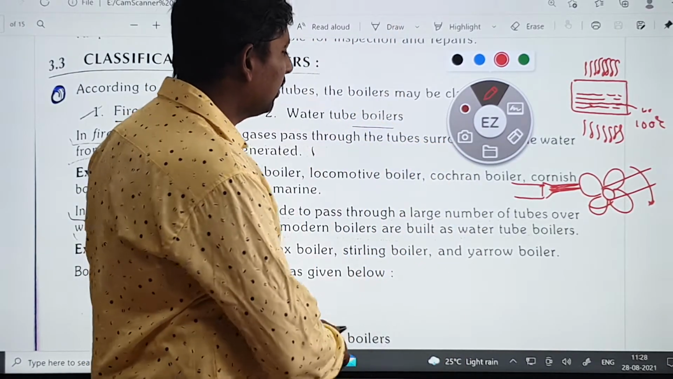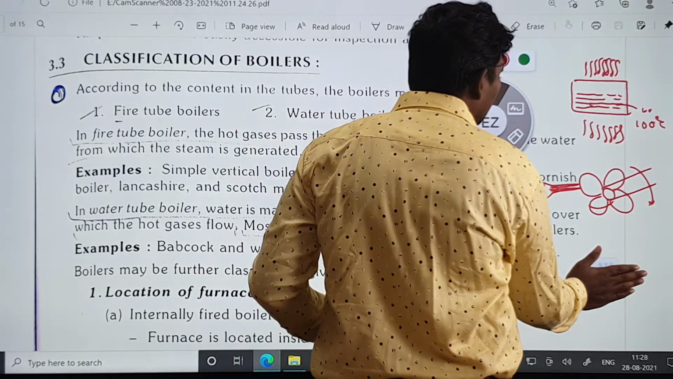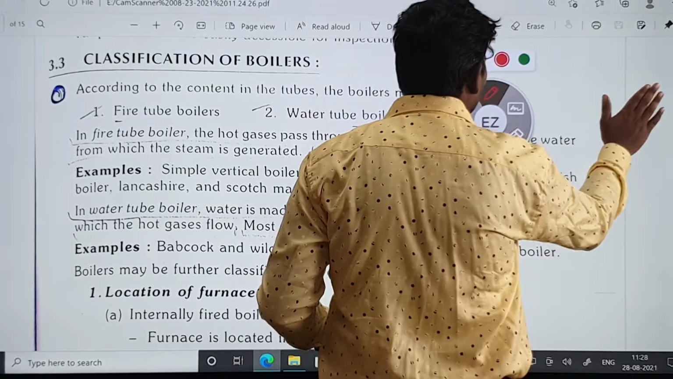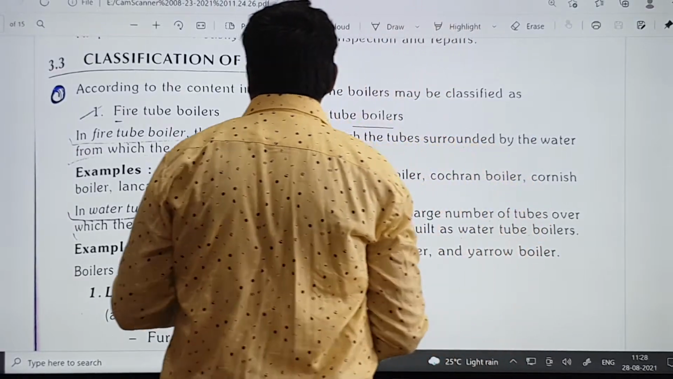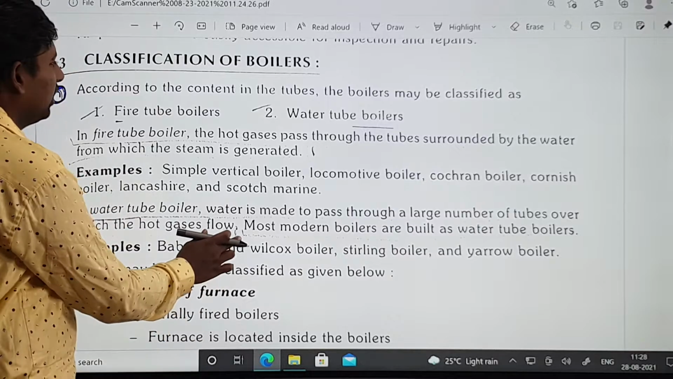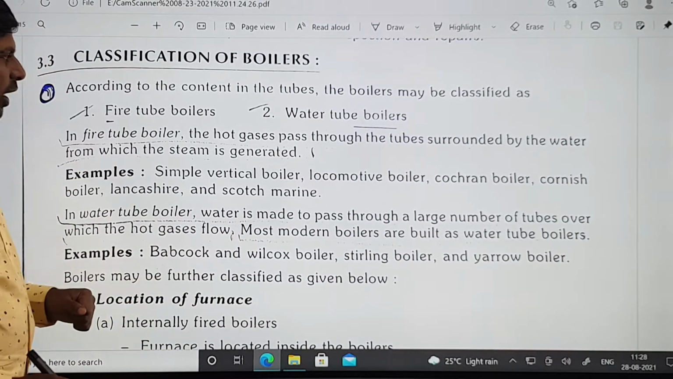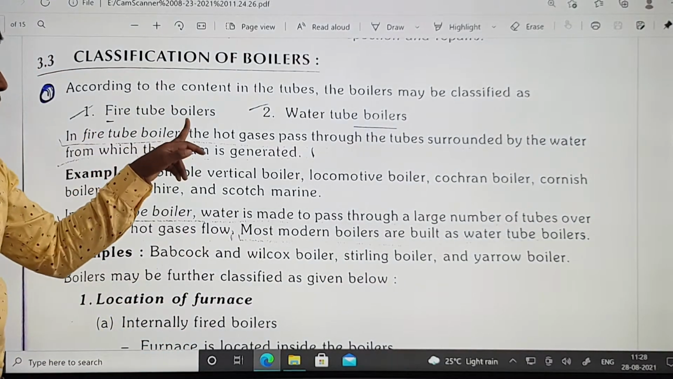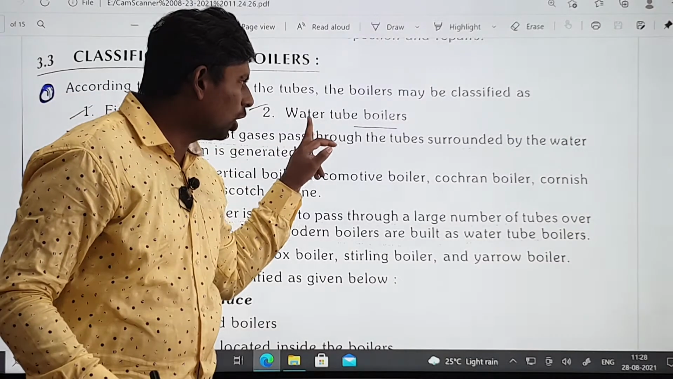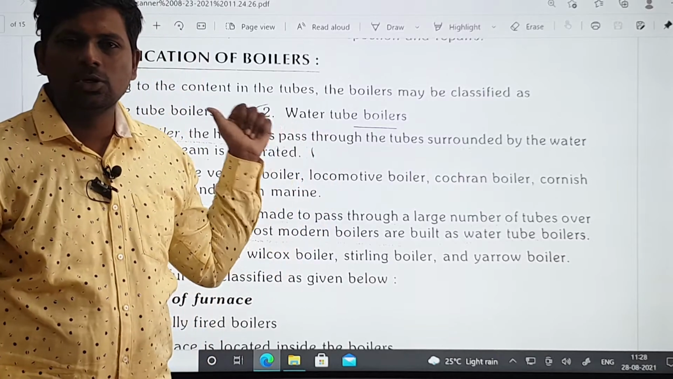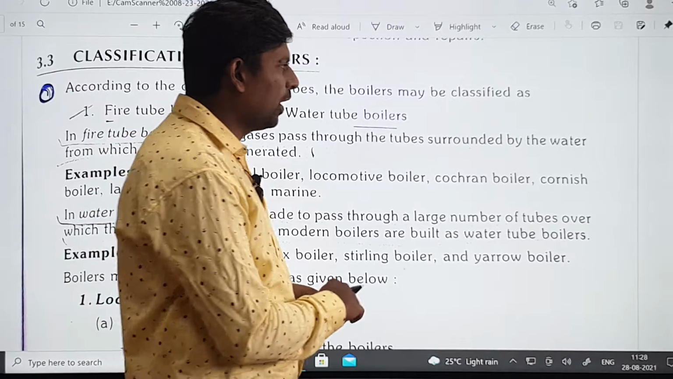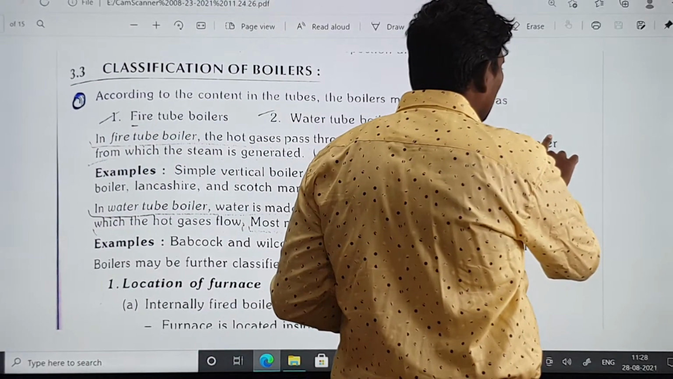Here some classification of boiler is there. As you can see, the first one is the fire tube boiler and the next one is the water tube boiler. What is meant by fire tube boiler, and what is meant by water tube boiler?